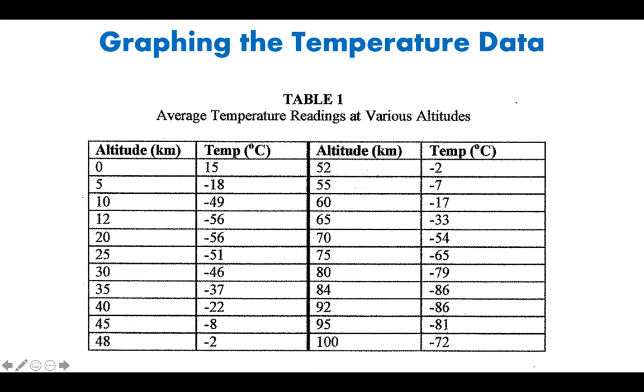Notice also that you have two columns here that you need to graph. So you have altitude from 0 to 48, and then in the second column, you have altitude from 52 to 100. So I would like for you to pause me. You are going to graph this data. If it looks wrong, it's right.